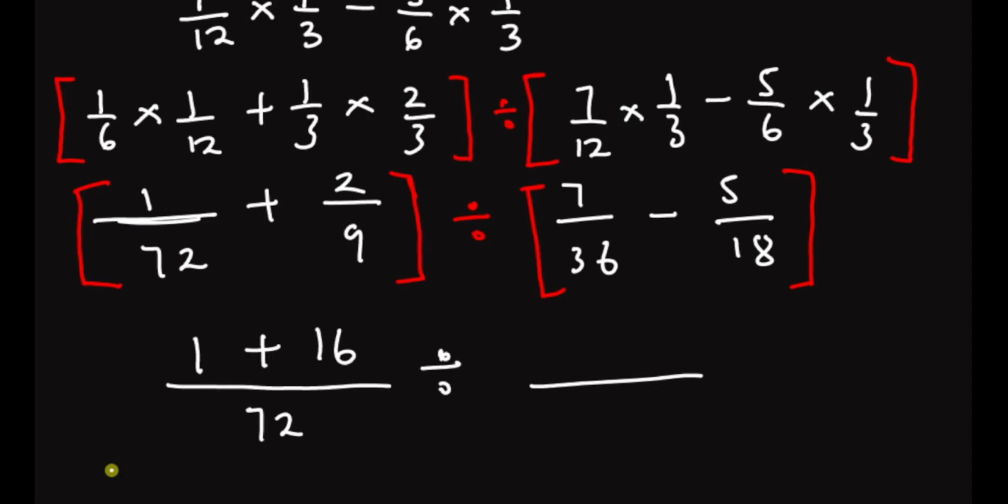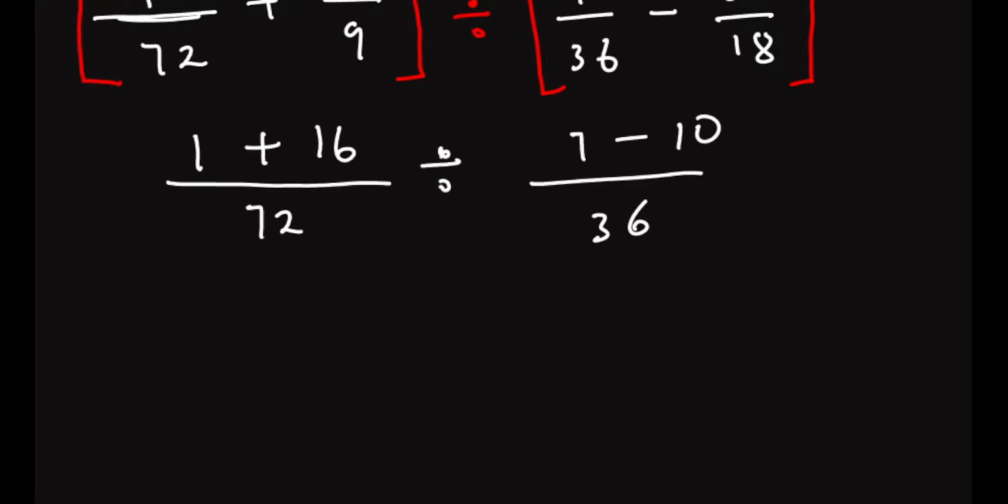LCM for the second fraction is going to be 36. Now 36 divides 36 how many times? That's 1 time. Then 1 times the 7 gives me 7, minus, now here 18 divides 36 2 times. 2 times 5, that's 10. Then we actually close. We can decide to close the bracket or not. 1 plus 16 gives me 17 over 72, then divided by negative, but this is 7. So 7 minus 10 gives me negative 3 all over 36.